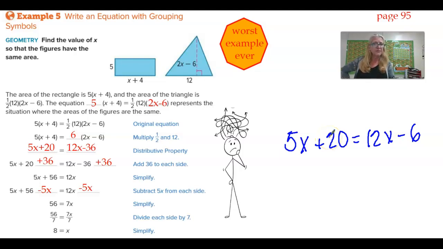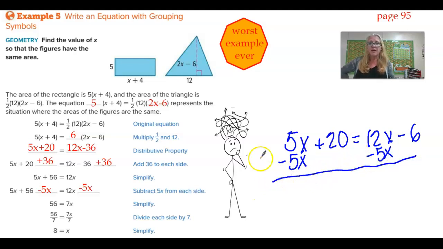The first thing you have to do when we're here is ask yourself which variable is smaller and get rid of it. 5x is smaller than 12x, so I subtract 5x from both sides. I mean, I'm going to arrive at the same solution, but over here, they just guessed they were going to get rid of the 36? How do you know which one you're going to get rid of? You got to get your variables on one side first.